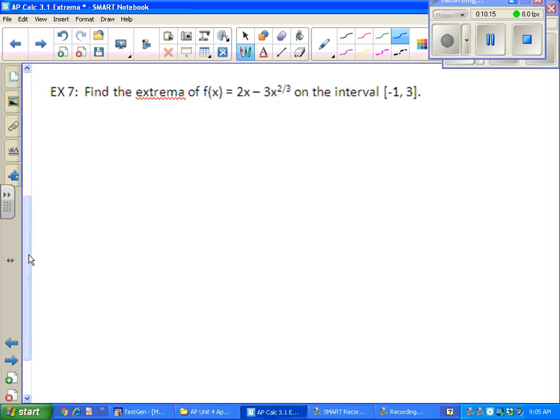All right, find the extreme of the function. I do not know what this one looks like. Do you? So in this particular problem, we don't have the benefit, without grabbing a calculator, and you may not have your calculator, of being able to tell what this looks like. So we are going to go ahead and follow our process. What's the first thing I need to do? Find the first derivative. So the first derivative of my function f of x is going to be 2 minus 3 times 2/3 x, and then what?